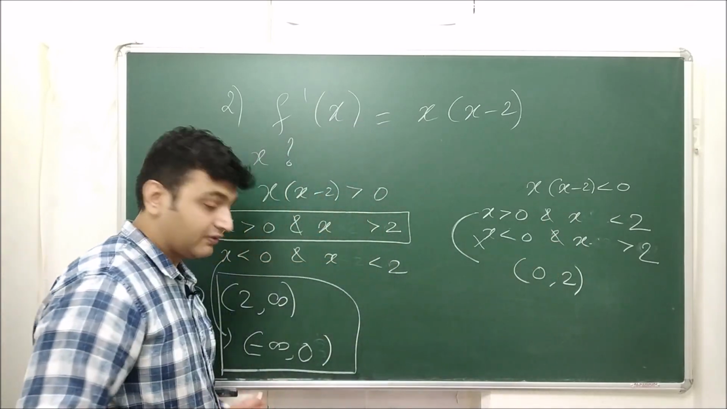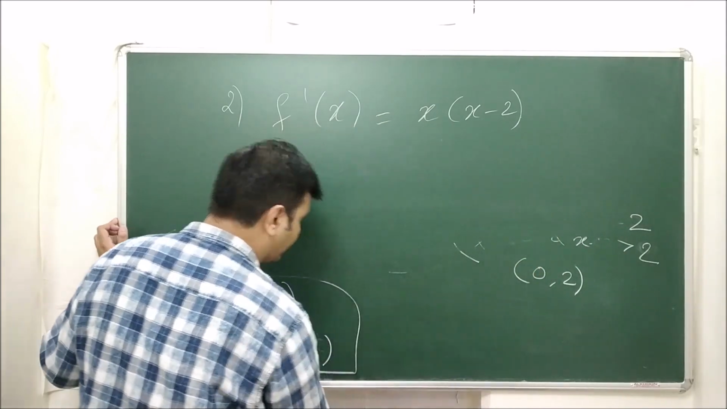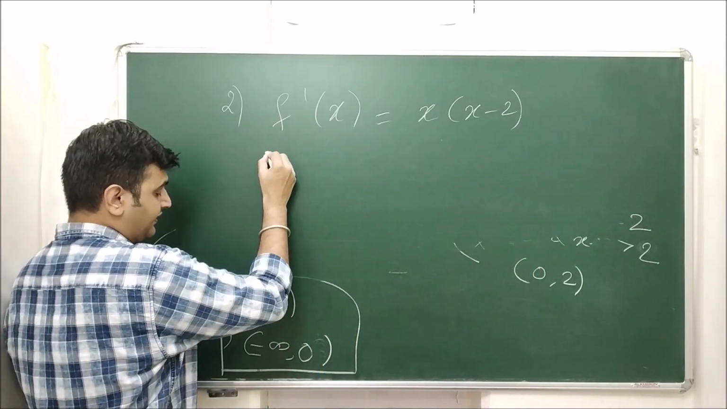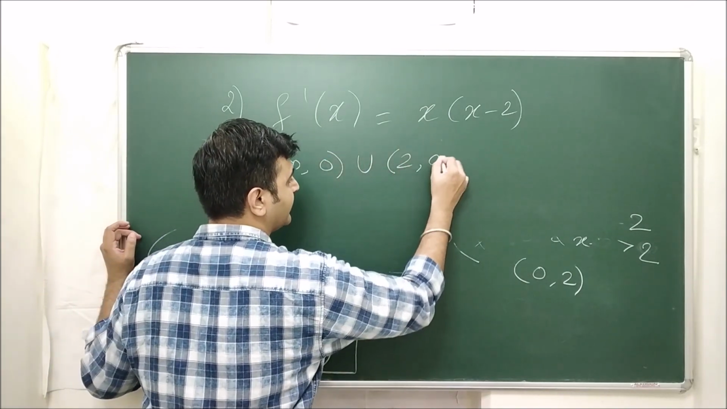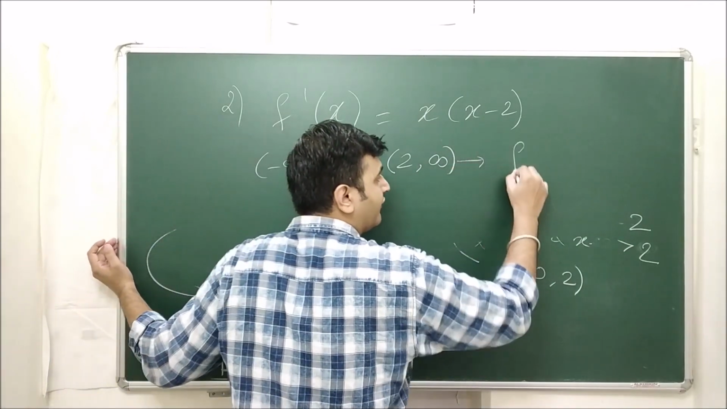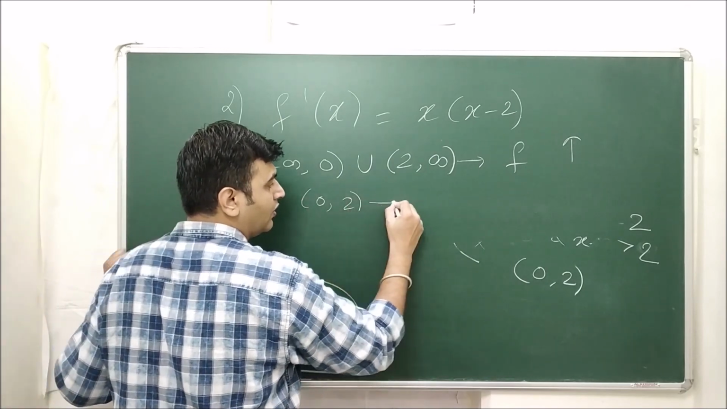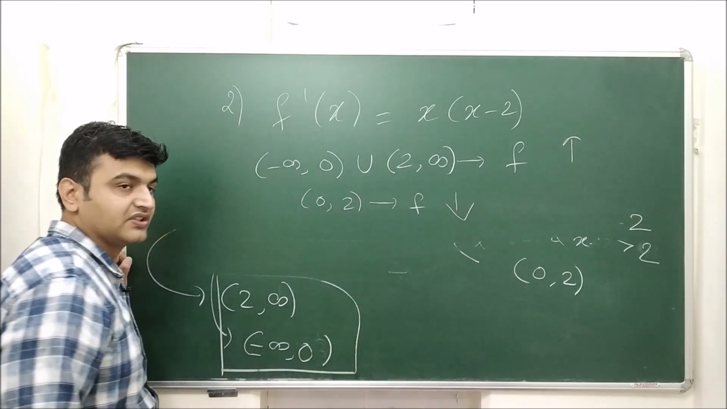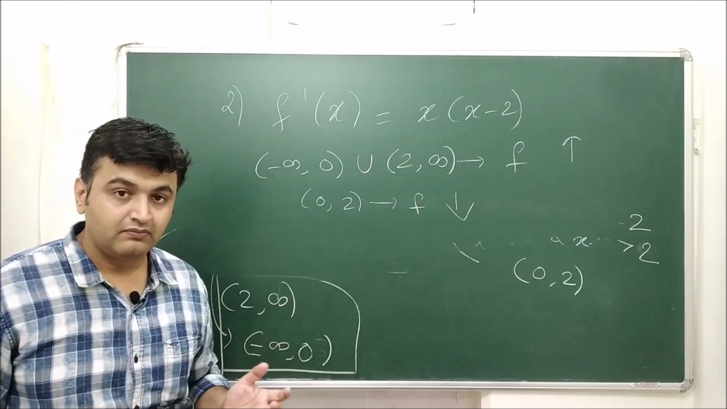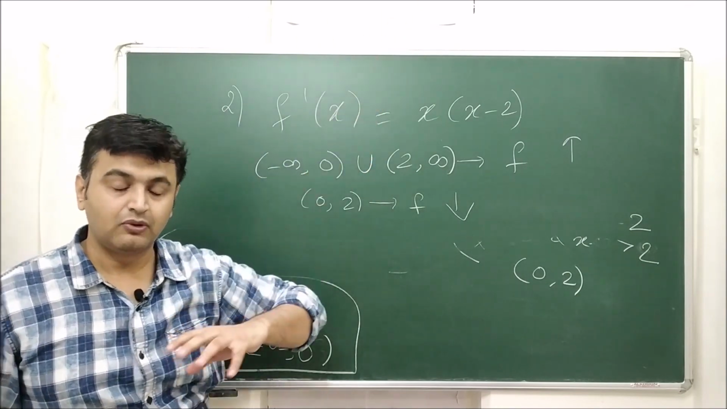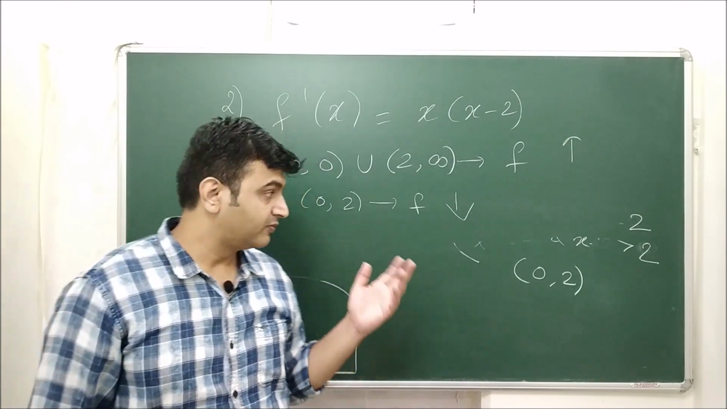Okay, so therefore the final answer, if the question is where it is increasing and where it is decreasing: your function is increasing in the interval minus infinity to 0 union 2 to infinity. In this interval your function is an increasing function, and in the interval 0 comma 2 your function is a decreasing function. So even when you know the derivative, you can use this theorem to say something about the increasing or decreasing nature of a function. Okay, so I hope this is also clear.